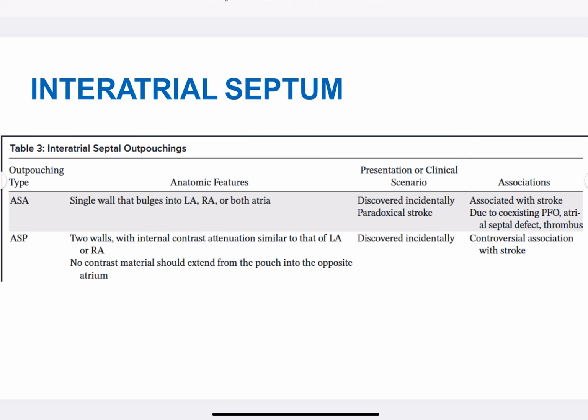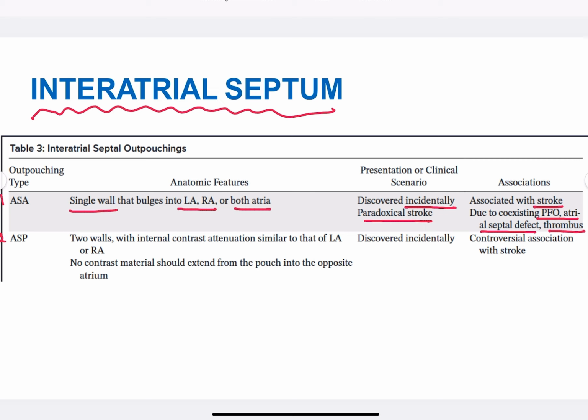Now the third outpouching is from the interatrial septum. These can be either an atrial septal aneurysm or an atrial septal pouch. So atrial septal aneurysms have a single wall that can bulge into the right atrium, the left atrium, or both atria. They are discovered incidentally and can be associated with paradoxical stroke, due to coexisting patent foramen ovale, atrial septal defect and thrombus formation.